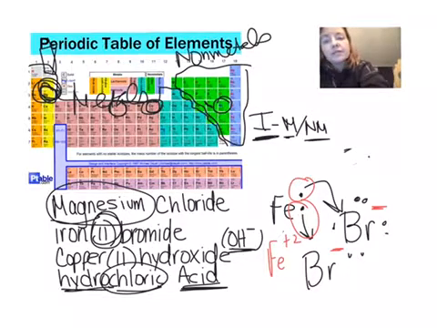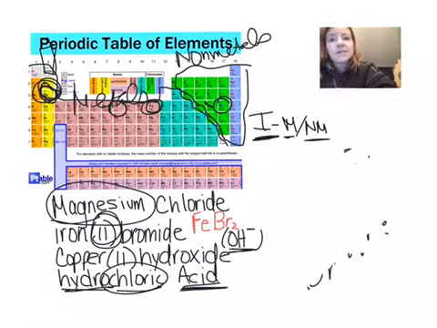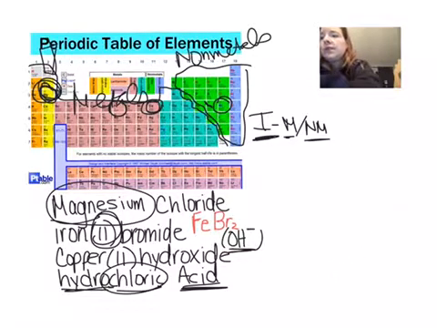So the formula for iron 2 bromide is going to be Fe, and then Br, and a little subscript here of 2, just like we did with the chlorine. So the subscript tells us how many of each of the different ions we need in order to balance it all out, to make sure everybody's getting and losing the right number of electrons and make sure that it's all neutral in the end.